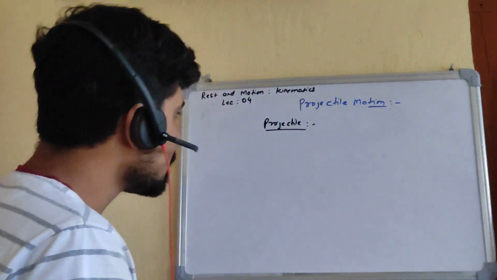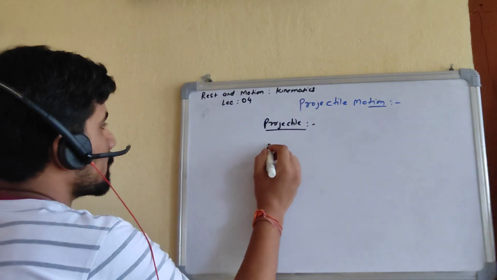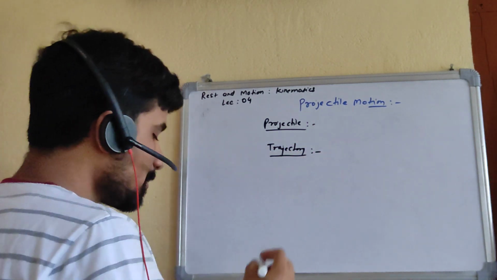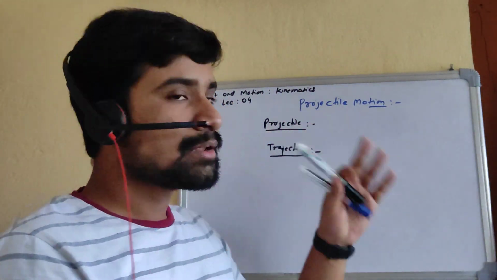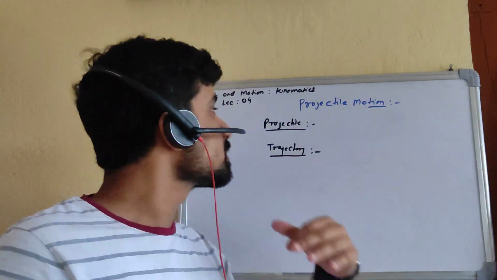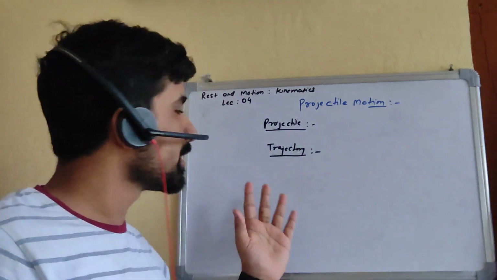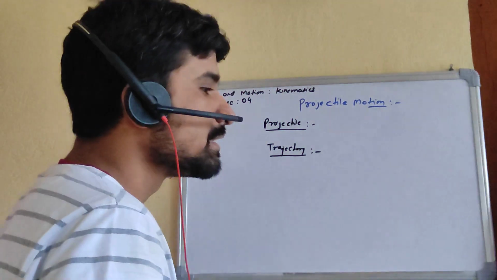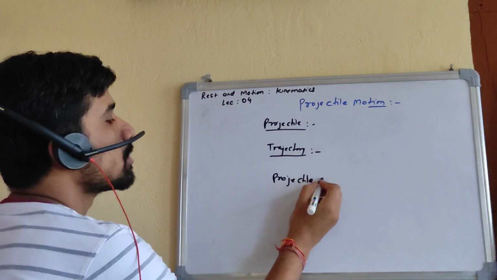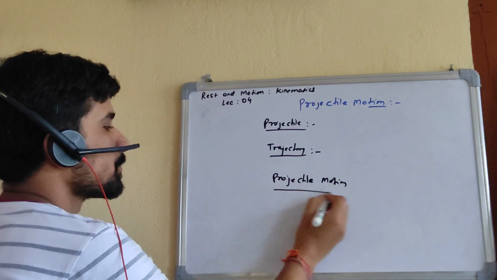Then there is a term called trajectory. Trajectory is the path with which this projectile moves, right? It is the path or curve along which this projectile will execute its motion. That is called trajectory. And this net motion will be called projectile motion. The motion of this projectile is called projectile motion.